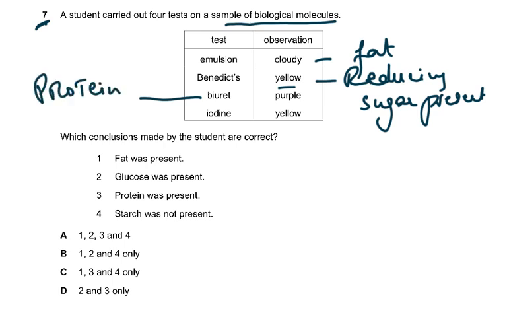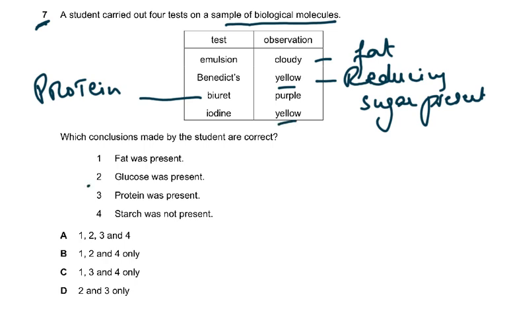not that enzymes are present. Because proteins can be enzymes, can be hemoglobin, can be myoglobin, can be antibodies, can be anything. But if the biuret test is purple, it means proteins are present. Doesn't mean amylase or pepsin is present. It just means a protein is present. Iodine is yellow, means no starch is present.